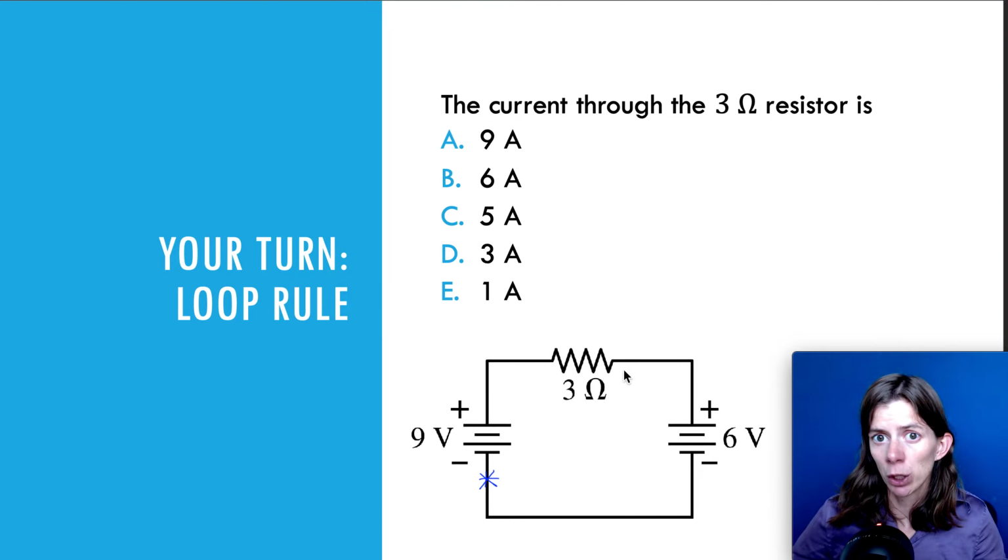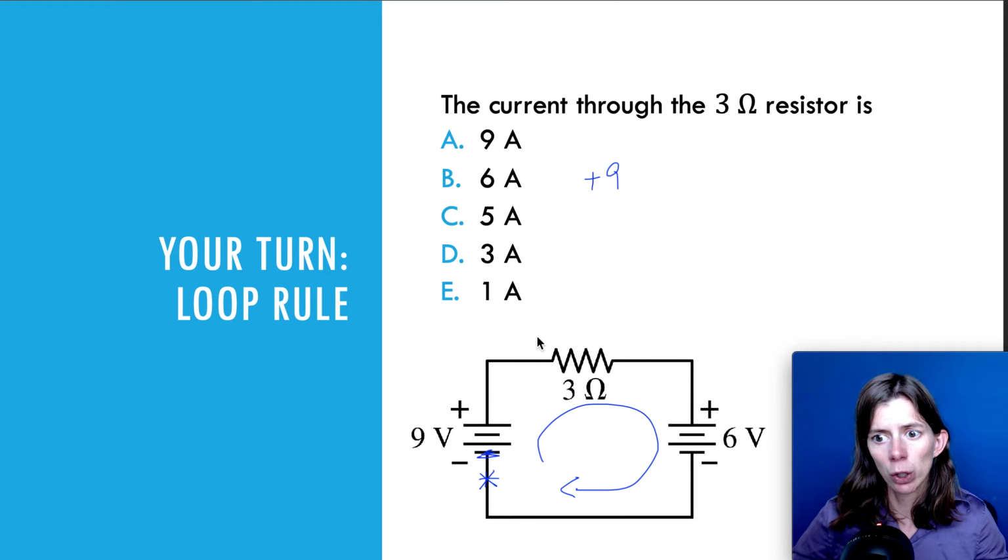Pick the direction that you want to go around your loop. I'm going to pick clockwise. Again, it doesn't matter which direction you pick. And now go across your elements. So we're going from a negative terminal to a positive terminal. That's a gain. So plus 9.